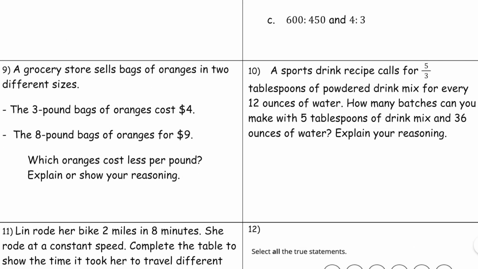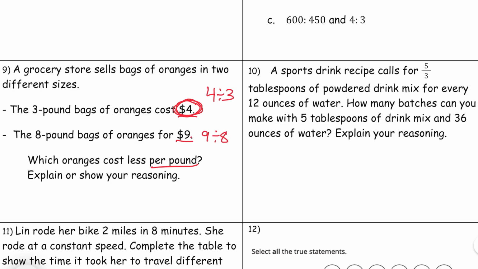Question 9. A grocery store sells bags of oranges in 2 different sizes. 3-pound bags of oranges cost $4 and an 8-pound bag cost $9. Which oranges cost less per pound? So per pound. Per pound means 1 pound. So in other words, we take the money and we divide it by the number of pounds, and that tells us how much per pound or for 1 pound. So in this case, we're going to do 4 divided by 3. And in this case, we're doing 9 divided by 8.